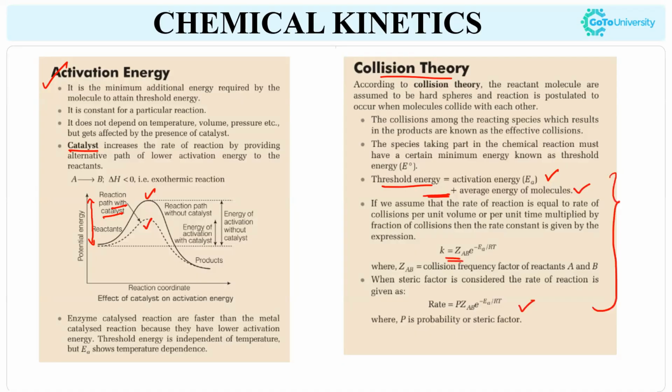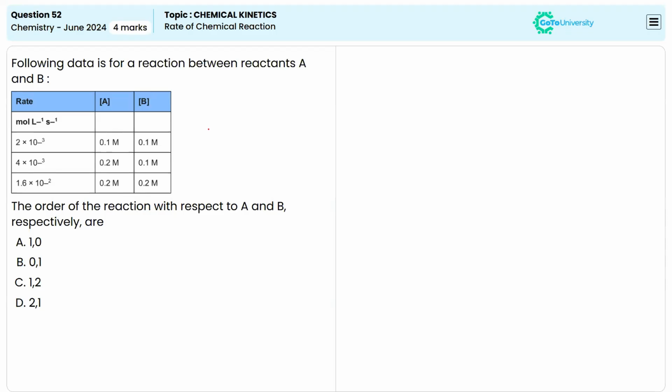So this is all about the topics that we have to prepare for our NEET exam. These are the important topics from the chapter. Now we have to go through some past paper questions. Here we have data regarding the reaction between the reactants A and B.